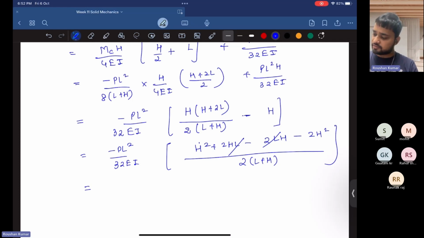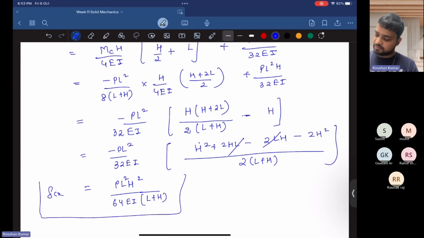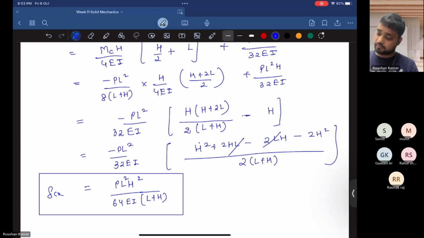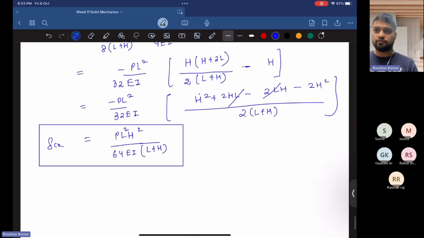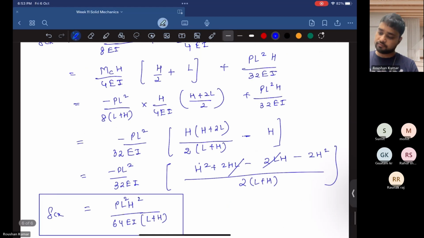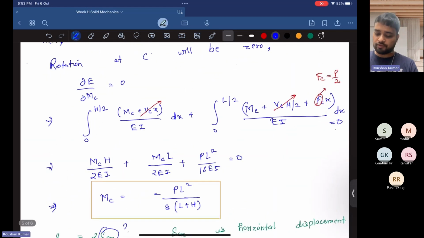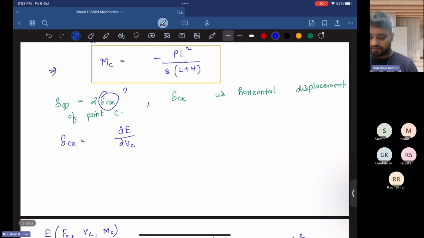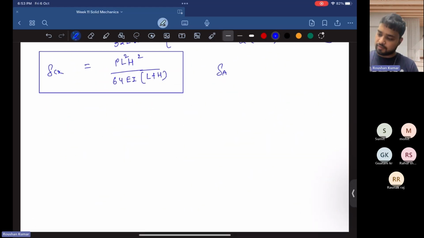That is P L square h square upon 64 EI into (L plus h), delta Cx. So this is the final expression for the delta Cx. Using that we can find out the value of delta Cx. Now we found the value of delta Cx, so delta AB is given by 2 times delta Cx.